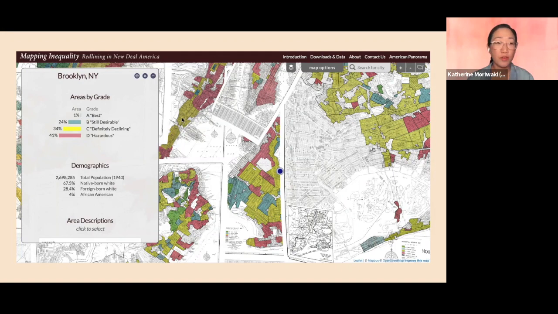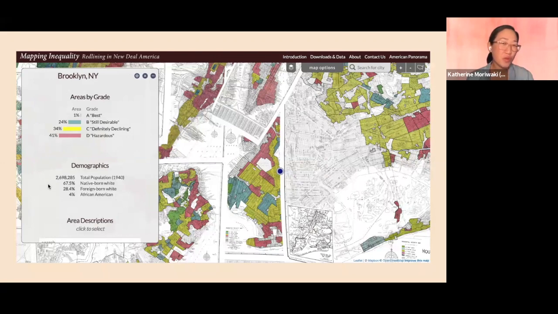This is a project called Mapping Inequality, Redlining in New Deal America, which took the maps generated by the Home Owners Loan Corporation between 1935 and 1940 and placed them into an interactive map that you can explore and view, along with the data contained within them, which essentially assigned a grade to certain neighborhoods, thereby marking some neighborhoods as desirable and attractive and other neighborhoods as undesirable and hazardous, which was the term that was actually used. So this became significant.